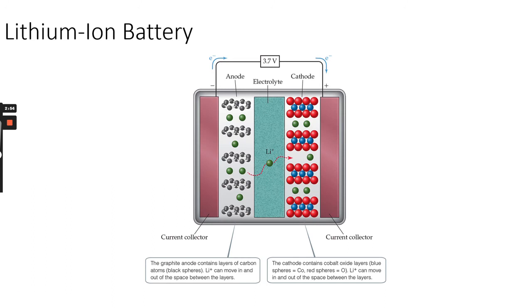Then you have your lithium-ion batteries, and you see here you're getting 3.7 volts. They generate a large amount of voltage, and they are relatively light, so that's why these are so liked. So how does it work? You have this graphite anode that contains layers of carbon atoms, which are the black spheres, and lithium ions can move in and out between these layers. Then they go through this membrane here, and they come to this side. And in this one, the blue spheres are cobalt and the red are oxygens. Again, you have these layers, and the lithium can move in and out of the spaces between.